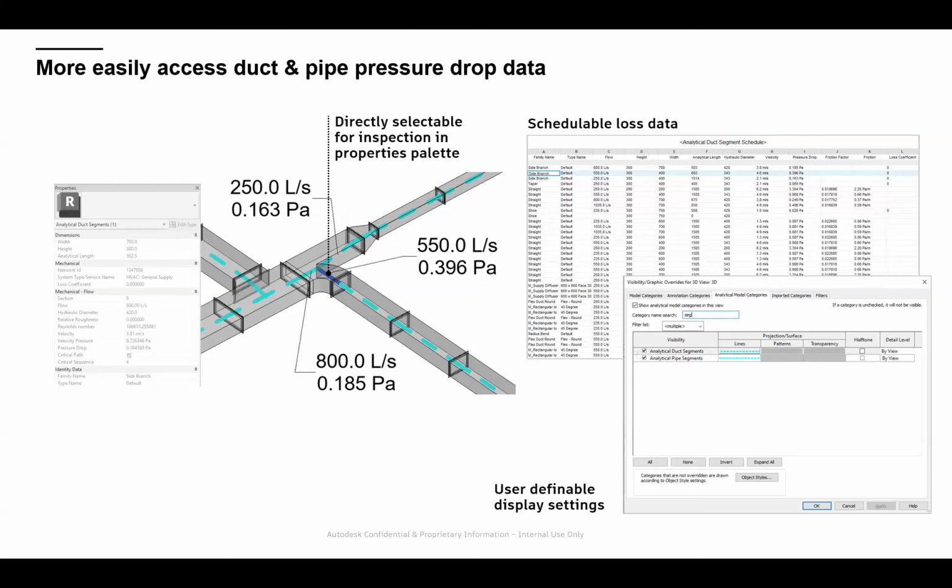And these analytical segments support all the generic Revit frameworks. They are schedulable, they are taggable. You could see their properties when selected. And you could override their graphic appearance. There are 2 new categories, analytical duct segments and analytical pipe segments that are present in both design elements and fabrication parts.